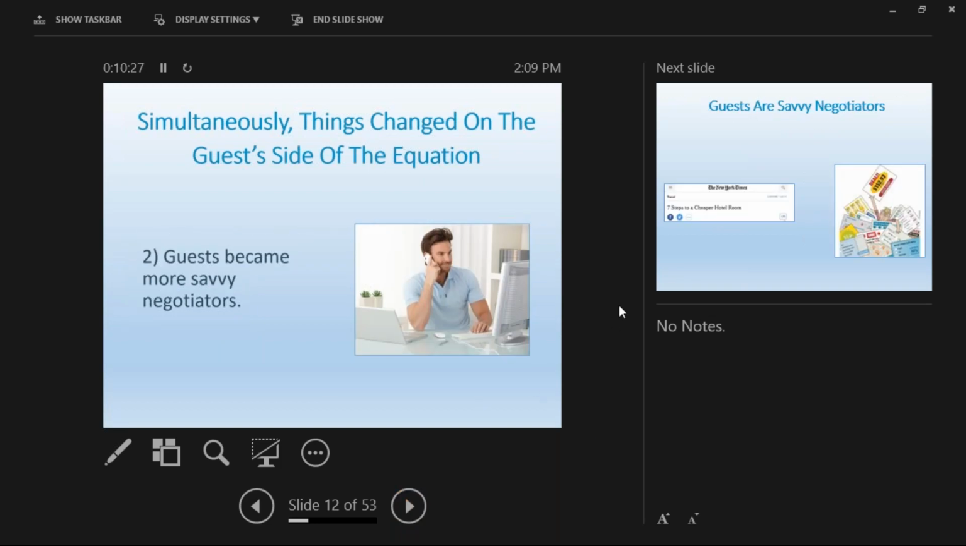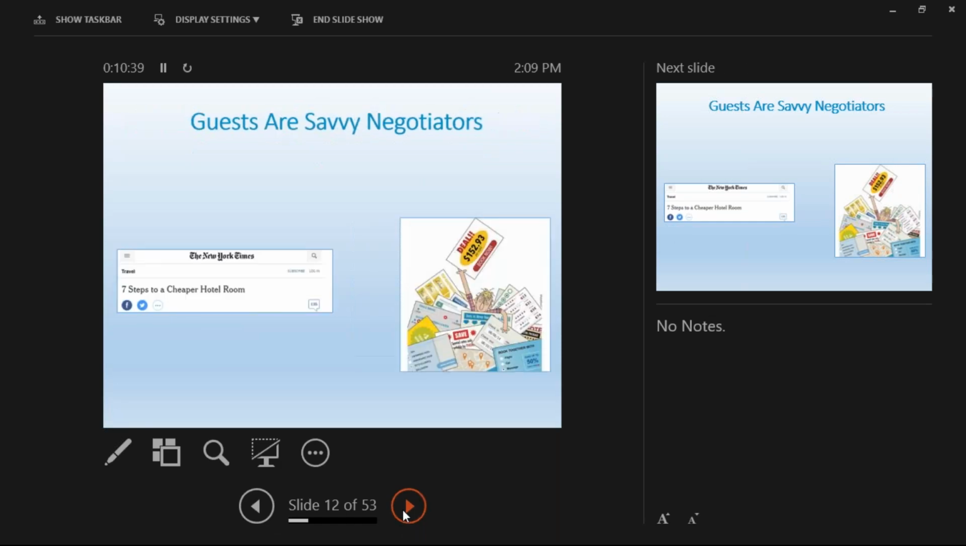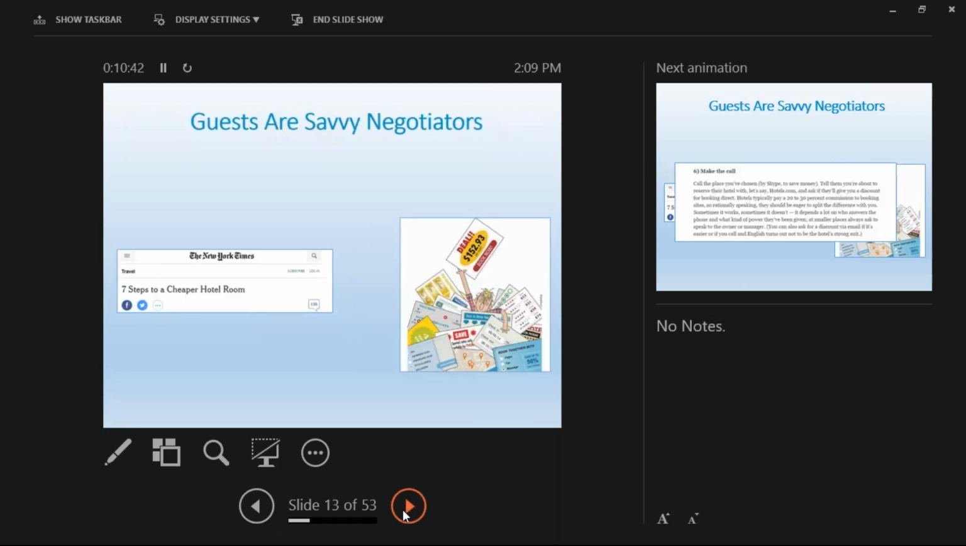So we have the most complicated rates due to revenue management and property management systems, and we have guests who are more savvy than ever before to negotiate. All of that collides on your earpiece when you take those calls. So that's why I hope to have you get some advantages here, some tools to deal with these savvy negotiators.